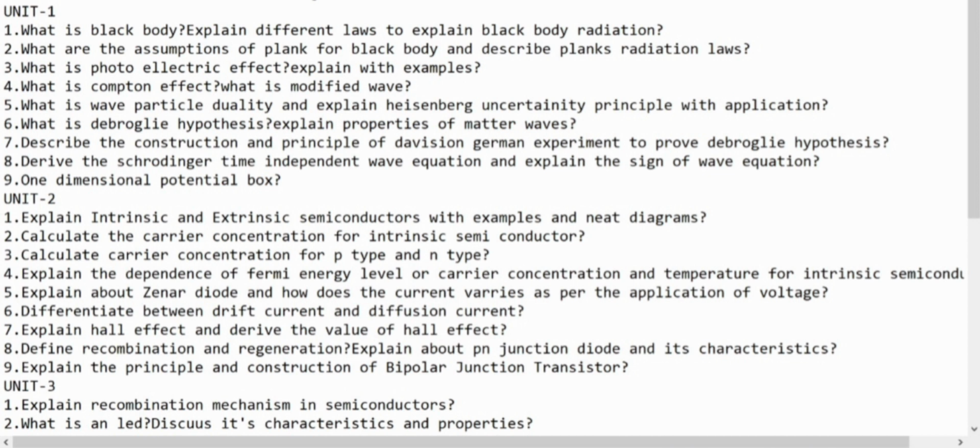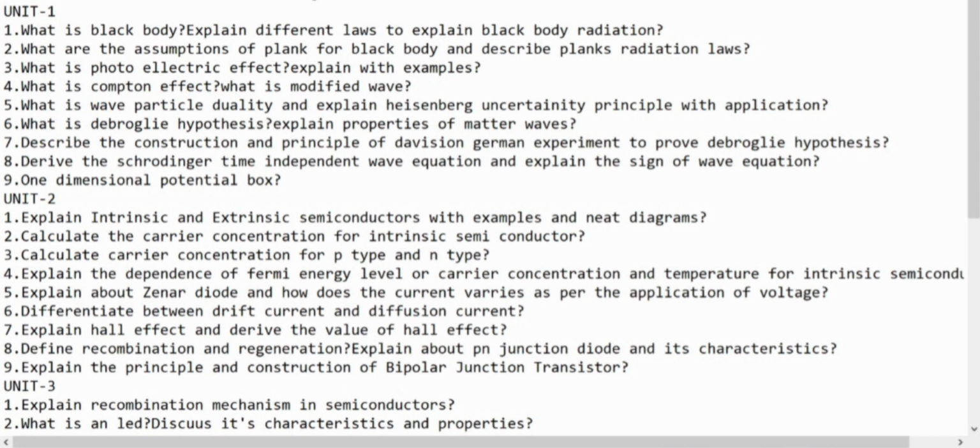In every question paper there will be at least one theorem, and it mostly comes from unit 2. They commonly ask carrier concentration for p-type, n-type and intrinsic semiconductor. There are totally 4 theorems in this second unit: carrier concentration for intrinsic and extrinsic semiconductors, p-type and n-type. Another one is, explain the dependence of Fermi energy level or carrier concentration on temperature for intrinsic semiconductor. This is also a theorem, and we have to derive it. From these 4 theorems, at least 1 or 2 are compulsory in the question paper.